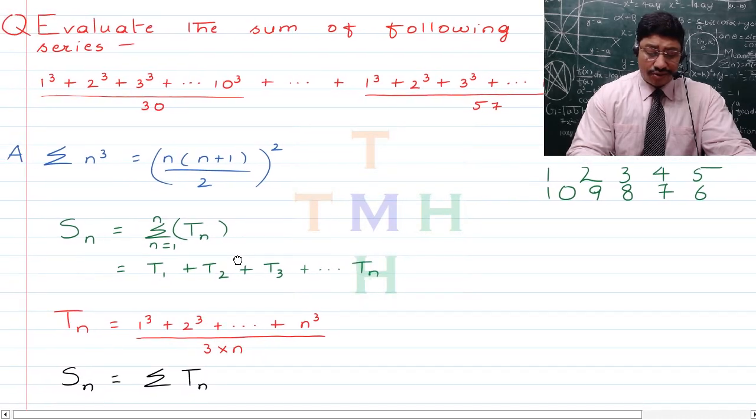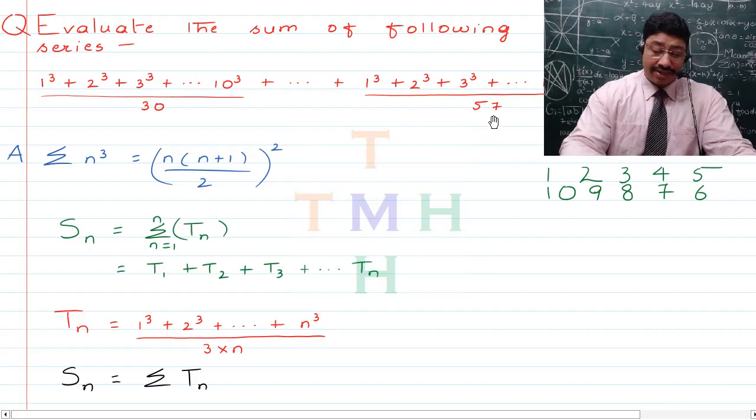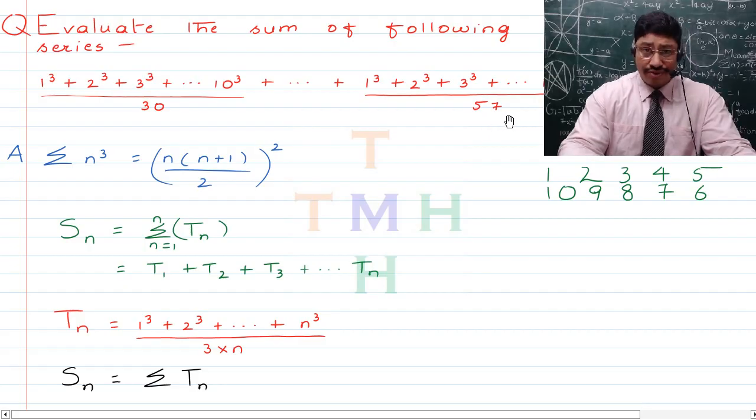So let's first look at this series as it is. Normally it is actually sigma n cube type. That is, it is just like 1 cube plus 2 cube plus and so on up to n cube, but it is also divided by 3 times n, right? As here in the first term we have 30, and in the last term also we get to see that this is 19 into 3, right?